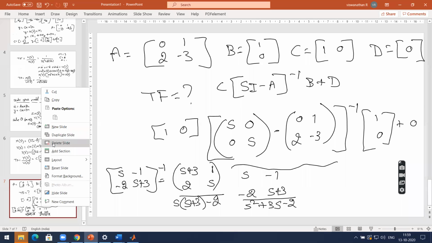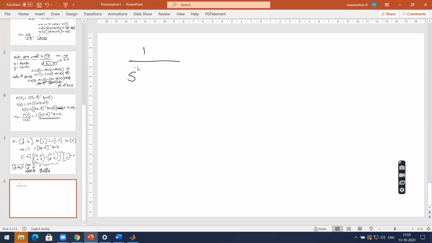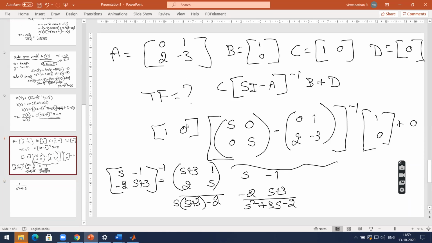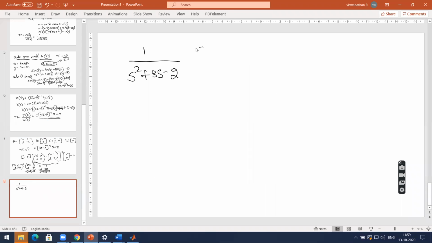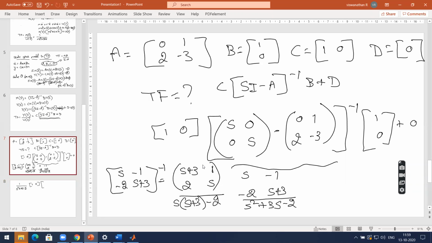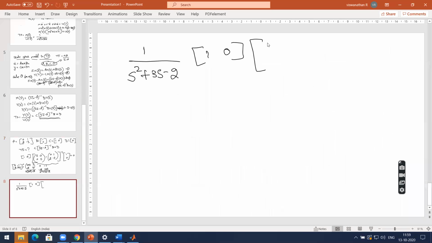Now in the next slide, I'll just take 1 divided by s square plus 3s minus 2 outside. So what am I left with? I'm left with 1 0 on the left, then s plus 3, 1, 2, s in the middle, and then 1 0 on the right.